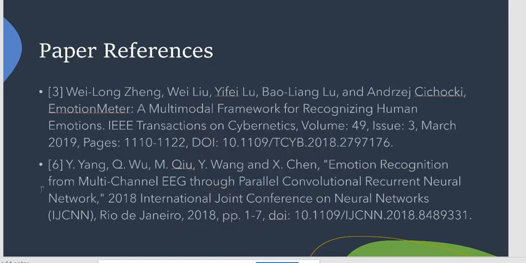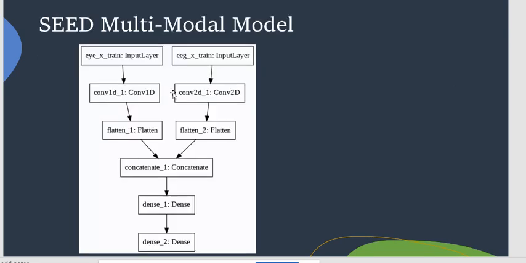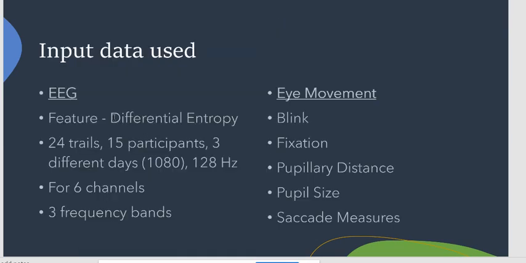I do want to call out the two main papers published by the university that have captured this data that I have used for reference in building these models. The first is a multimodal model where I have used the EEG data, and more specifically, the processed EEG data, differential entropy data, collected for the 24 different trials that the 15 different participants went through. Each trial corresponds to a video that was shown to elicit a certain response, and each participant came back on 3 different days.